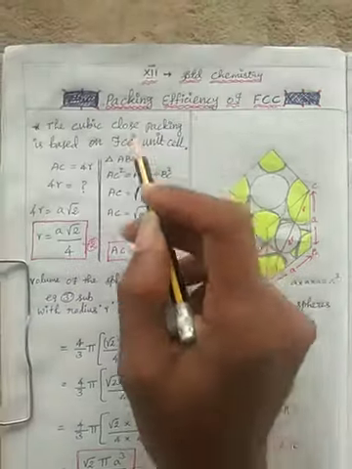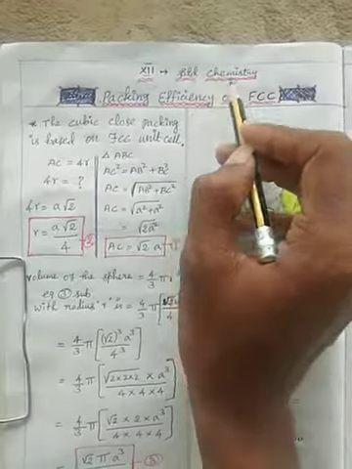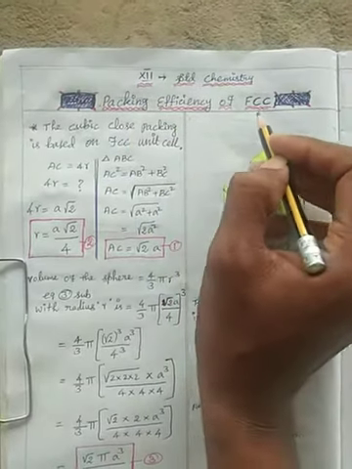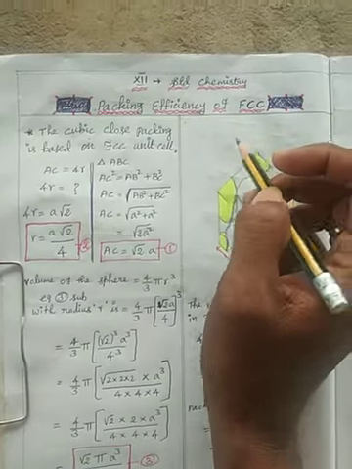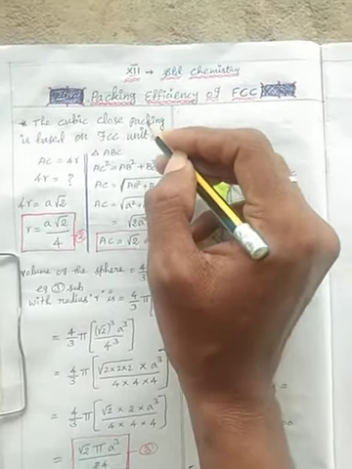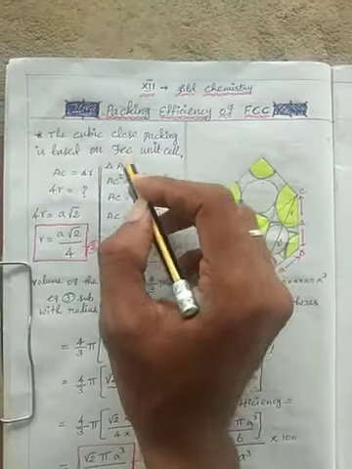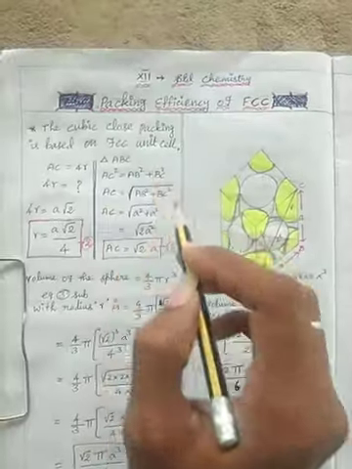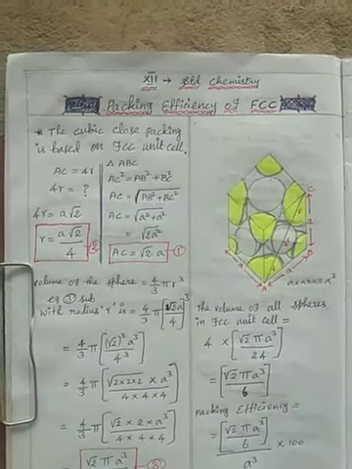Students, in this session we discuss 12th standard chemistry: the packing efficiency of face-centered cubic. The face-centered cubic is the CCP, based on cubic close packing. After this, we will discuss the next class. So cubic close packing is based on the FCC unit, the face-centered cubic unit.